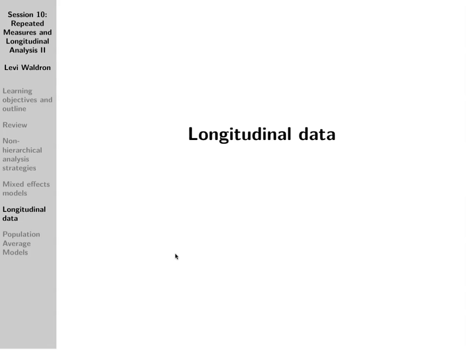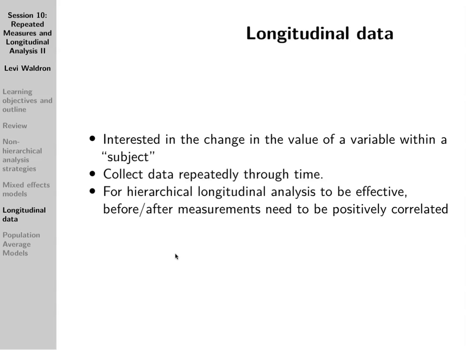So I'm going to go now to another example of time series longitudinal data. So in longitudinal data, we're interested in the change in the value of a variable within a subject. So in this way, it's the same as the fecal fat data set that we were just looking at, except that the data are collected repeatedly through time. And for hierarchical longitudinal analysis to be effective in this case, then these before-after measurements or measurements over time need to have some positive correlation.